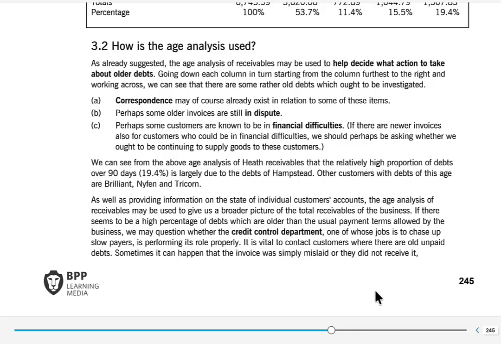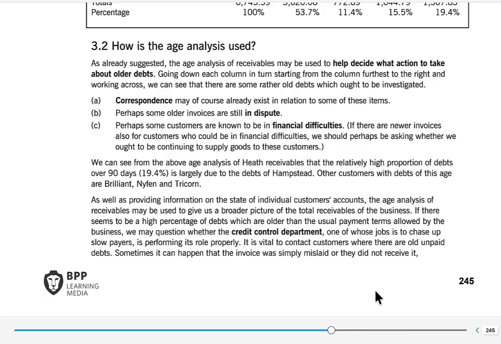Situation 2. Some older invoices may still be in dispute. A dispute means the customer is not refusing to pay for no reason. They are saying something like, the goods were damaged, the quantity was wrong, the price was incorrect, the invoice was not authorized, a credit note is expected but not yet processed. In the exam, the word dispute is very important. It tells you that chasing alone might not solve it. The business needs to resolve the issue, issue a credit note if needed, or correct the invoice.